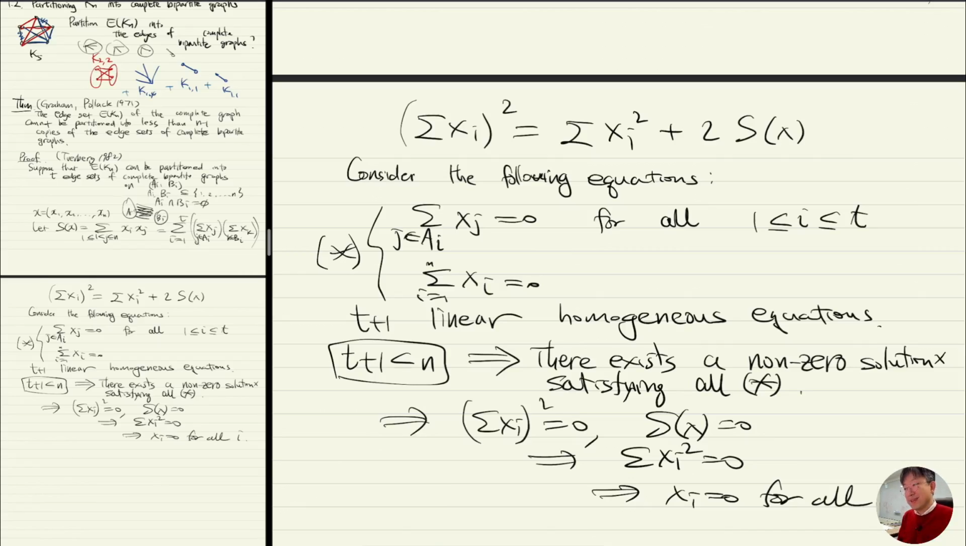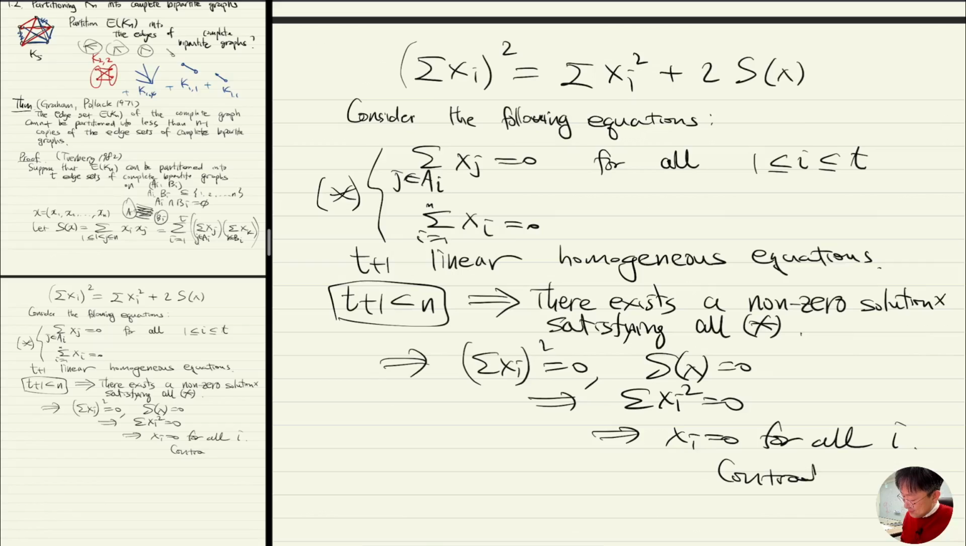Wait, that's wrong because we chose x to be a non-zero solution. That's a contradiction. Again, we use linear algebra, right? Okay, so I should change my wording. Instead of using polynomials, actually what we are using is linear algebra. We have linear homogeneous equations, whose number is less than the number of variables, so there must be a non-zero solution. All right, so that's a beautiful proof.